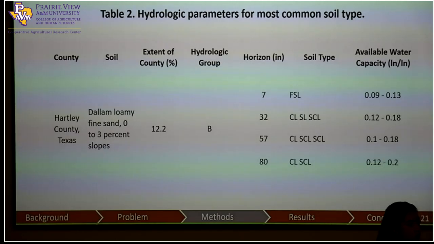So what we chose for Hartley County was Dallam Loamy Fine Sand with a 0 to 3% slope. So the extent of the county was about 12%. This was the largest percentage that we could find. The hydrologic group is B, and then we basically have the soil layers. There are 4 different layers here. And then it also gives us the available water capacity, which is important to project irrigation demands.